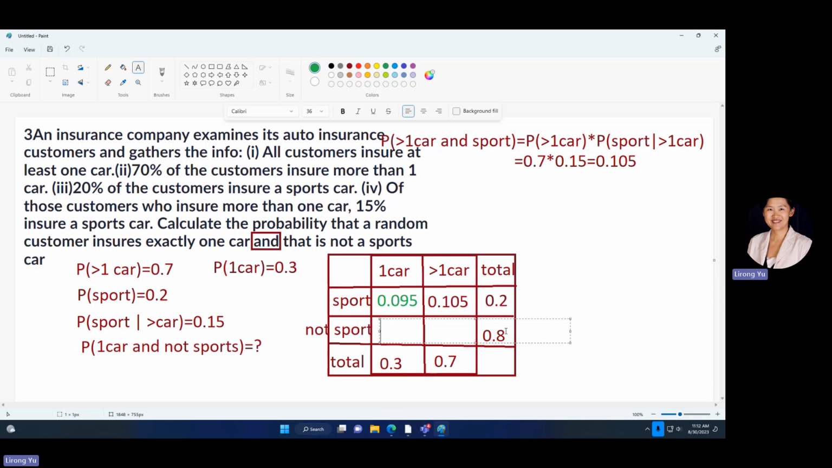This is going to be probability of one car, which we have, multiplied by probability of non-sports, given that it is one car. That one, you have to indirectly figure it out from somewhere else. Might be a tree diagram or something like that. Any question? This is the easiest way for me to think of it. A tree diagram or a table or a ring diagram kind of gives us some idea of what's going on.